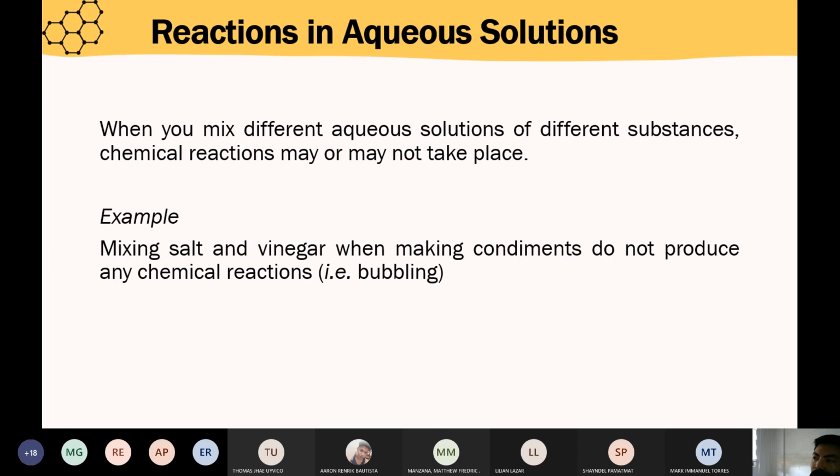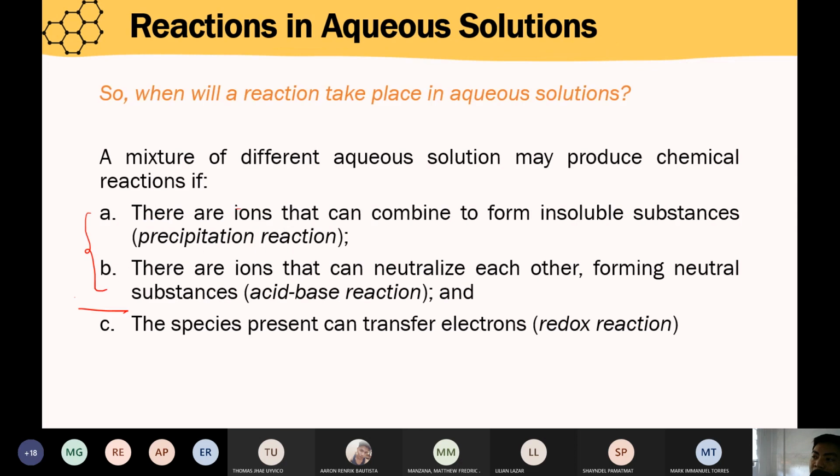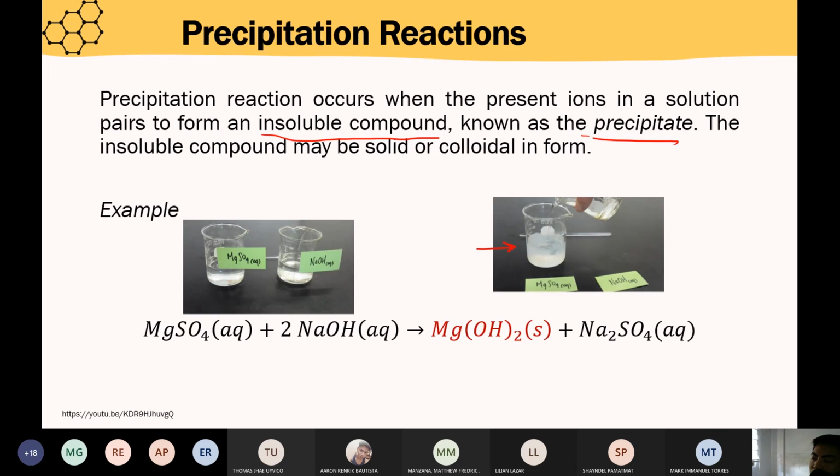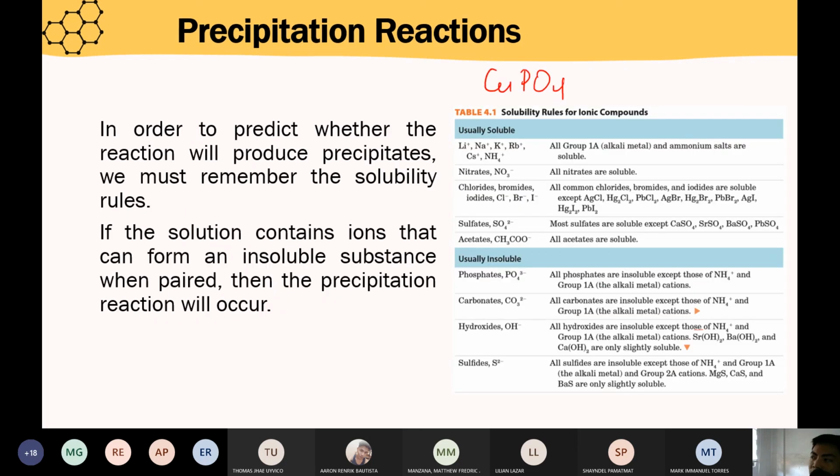Not all aqueous solutions form a product. Hindi lahat ng pinaghahalo nagfo-form ng product. So, that means there are some criteria to be met in order for reactions to take place. So, ito yung tatlong criteria na yan. So let's talk about precipitation. Sabi ko, precipitation reactions, these are reactions in which you form solid products. How will you know if you have a solid product? Use the solubility rules. You can remember them, pero kahit hindi na, okay lang.